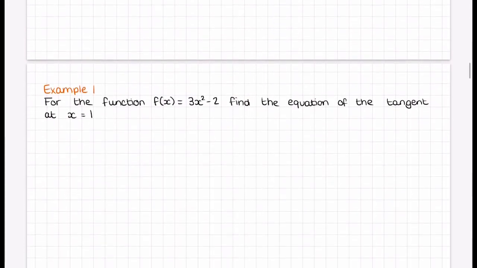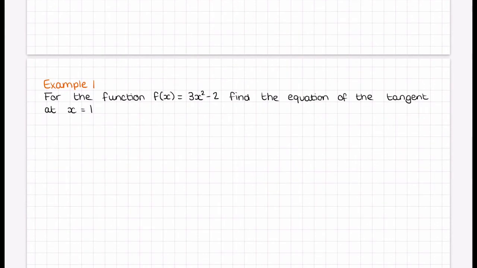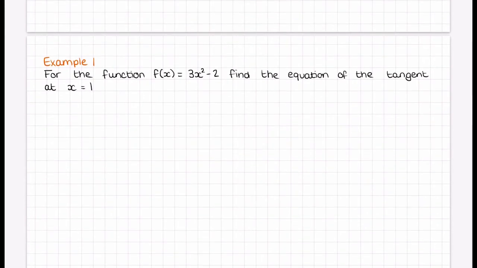So we've got this function, 3x squared minus 2. Find the equation of the tangent at x equals 1. So the first thing we're going to do is step number 1. We need to make sure we have the y coordinate at the x value. So we want the y coordinate at x equals 1. So we're going to sub x into our original equation. Sometimes you may be given the y coordinate, so you can skip this step.